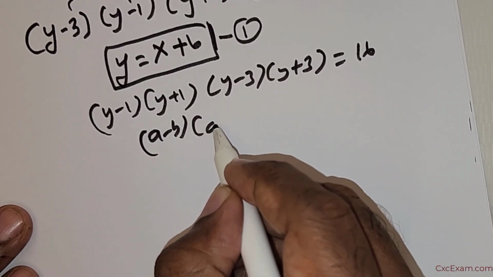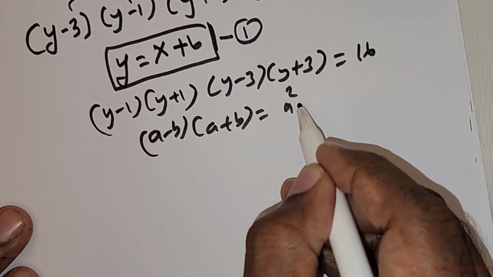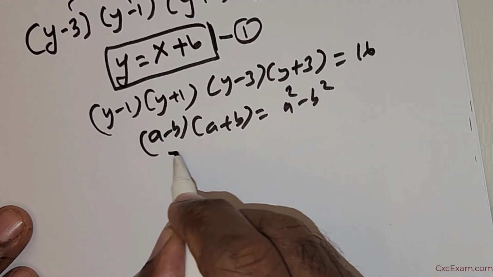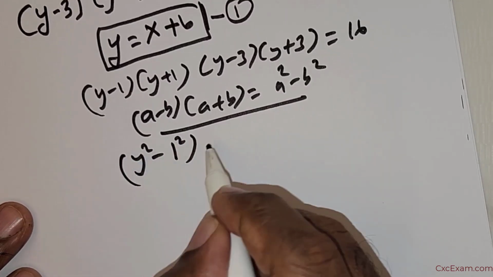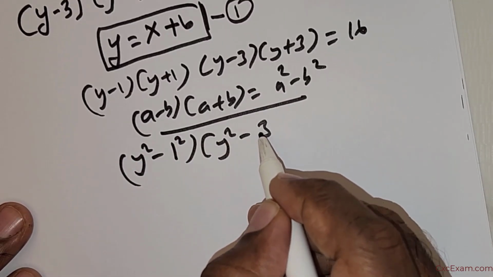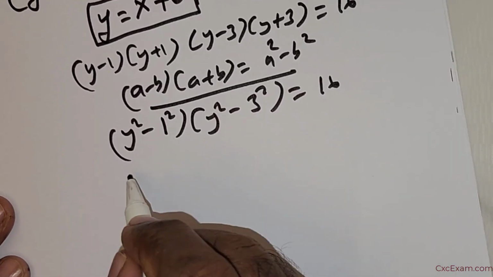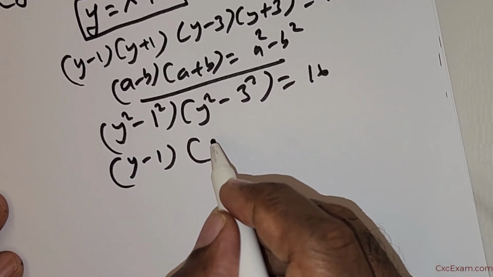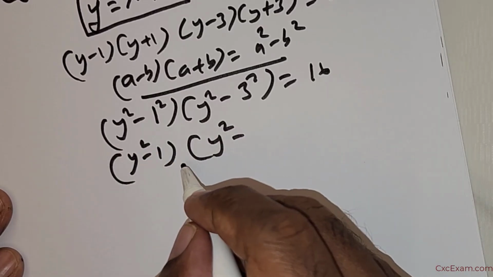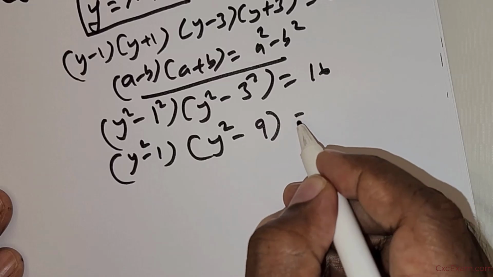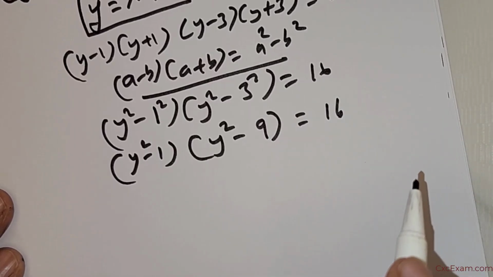Now a negative b times a positive b would give us a squared negative b squared. So similarly, this would give us y squared negative 1 squared times y squared negative 3 squared is equal to 16. So it's going to be y squared negative 1 times y squared negative 9 is equal to 16.